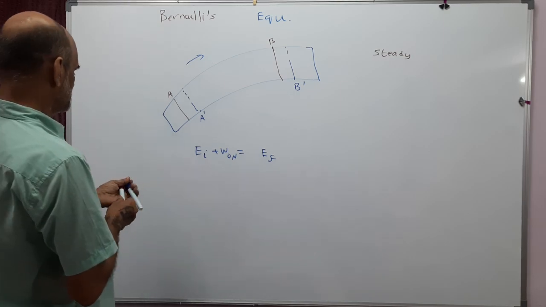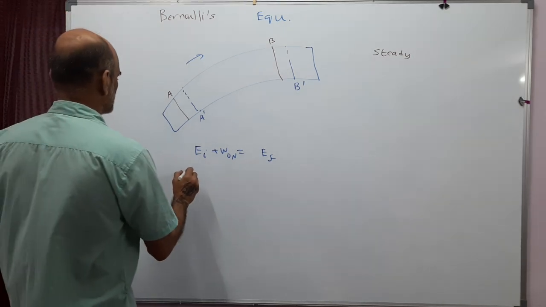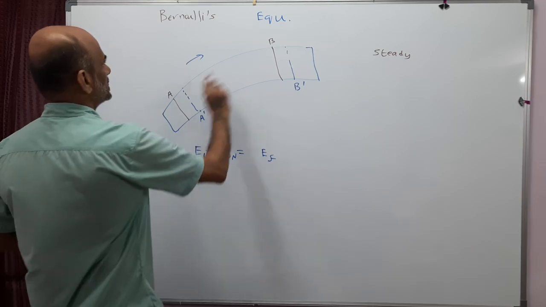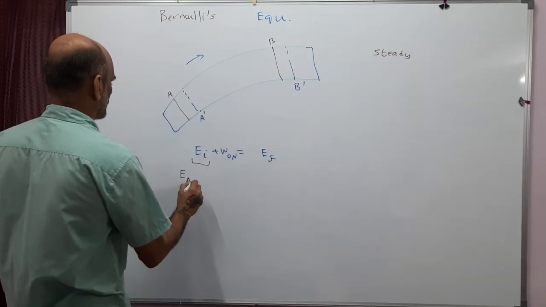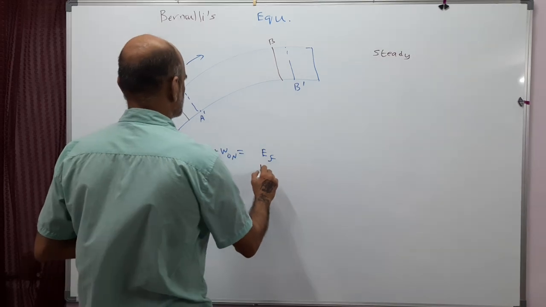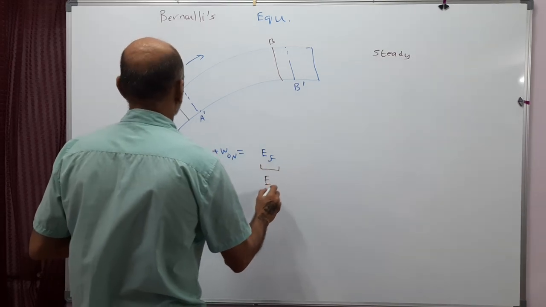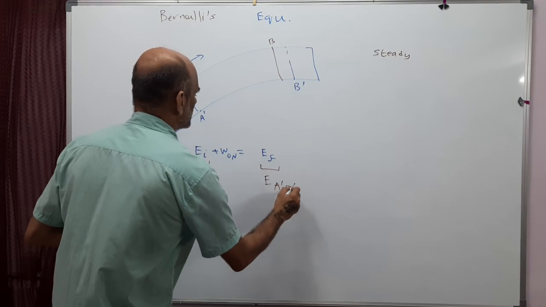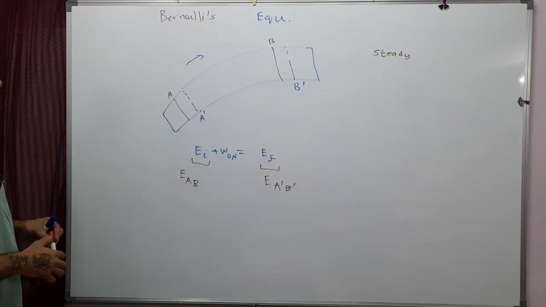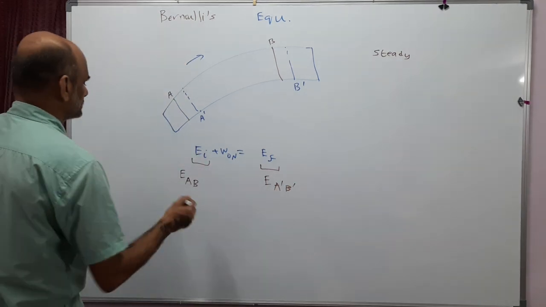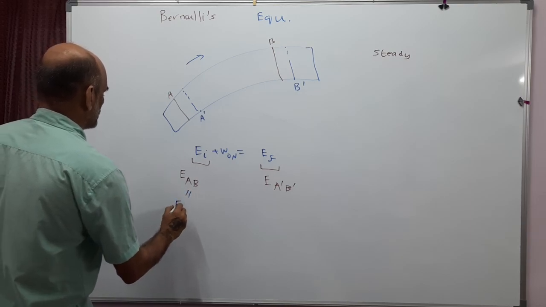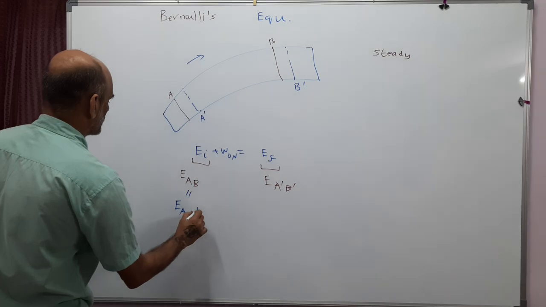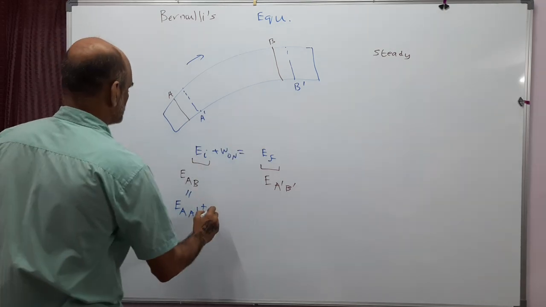And initial energy is the energy of the liquid in the region A to B. And this final energy is the energy of the liquid in the region A prime, B prime, because AB has moved to A prime, B prime. And this EAB I can write as the energy of the liquid in the region A prime plus A prime to B.